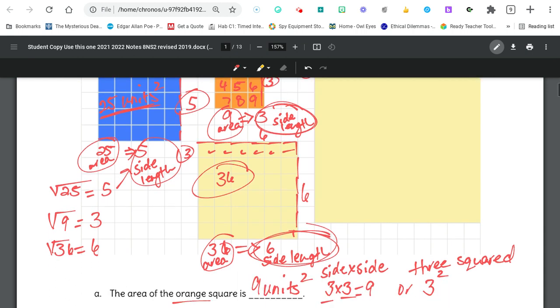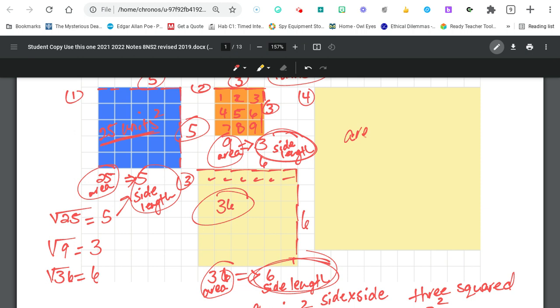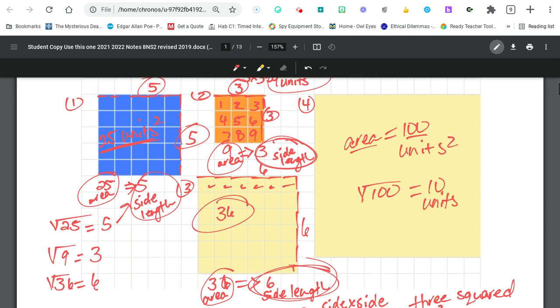So if I tell you that this square right here, and I know you don't have it on your paper, has an area of 100 square units, all you need to do is take the square root of the area. Well, what is the area? The area is 100. And it's going to give you the side length, which is 10 units. And side length is never in square units. Only areas in square units. So just put units, not unit square. And I can check: 1, 2, 3, 4, 5, 6, 7, 8, 9, 10.